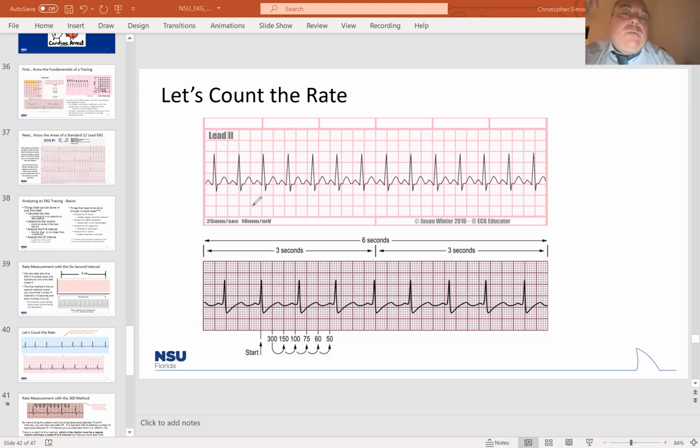And that actually corresponds to what we just said about the 300 method. Because if we did the 300 method, if the R was here, it would be 300 heart rate. If the R was here, it would be 150. If it was right here, it'd be 100, right? You get the point. So two big boxes corresponds to 150 on the 300 method. Or if we do the 1500 method, we count the small boxes in between two R's and divide that number, so 10 small boxes in this case, into 1500, that gives us 150.